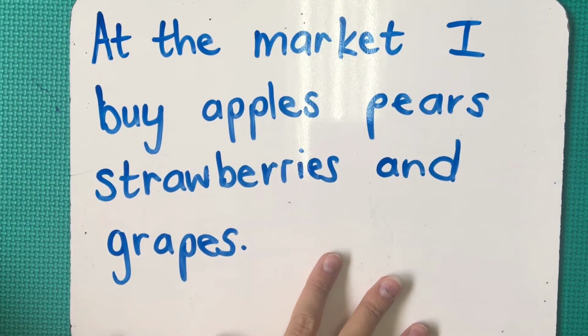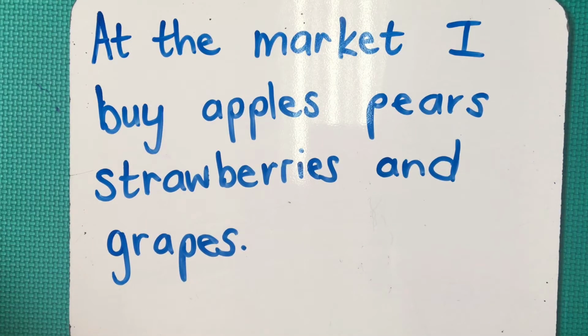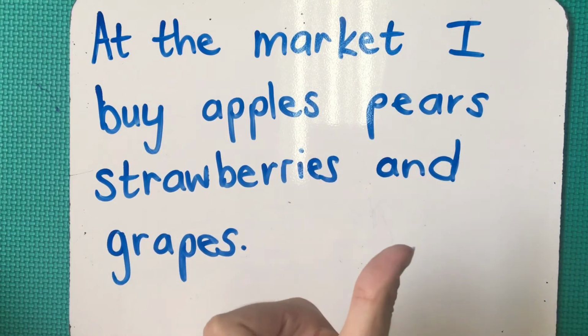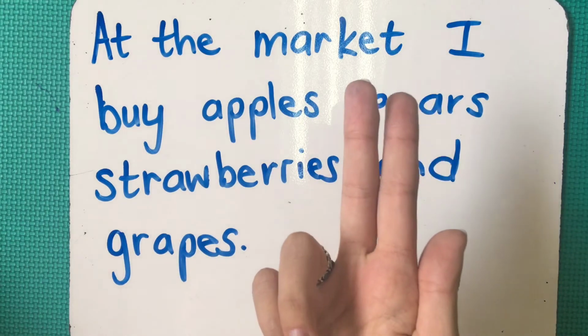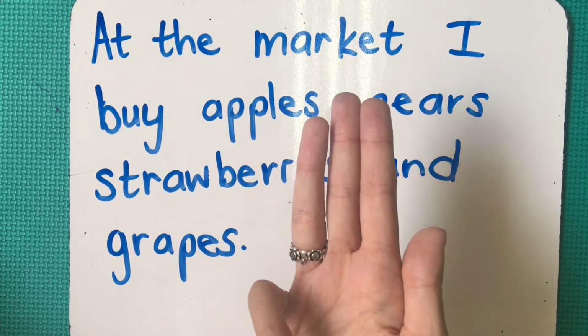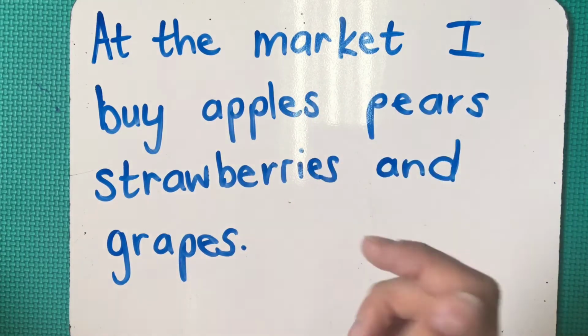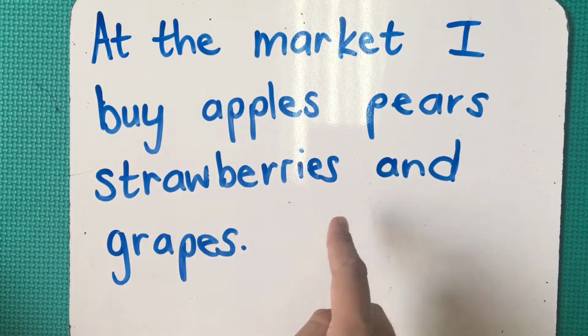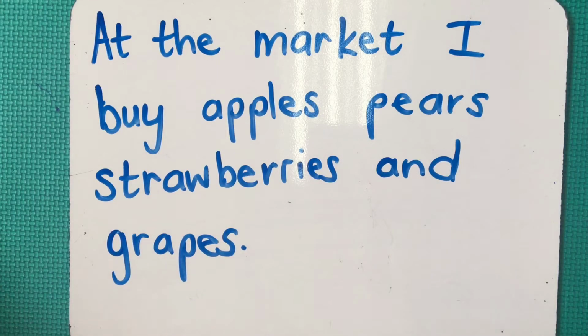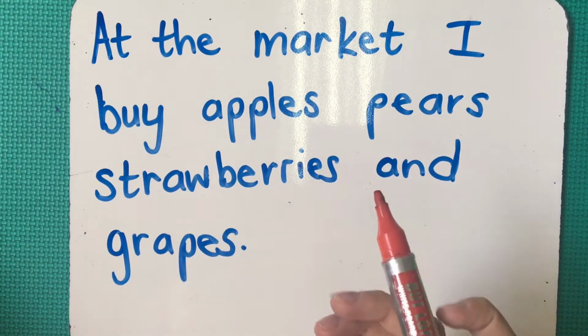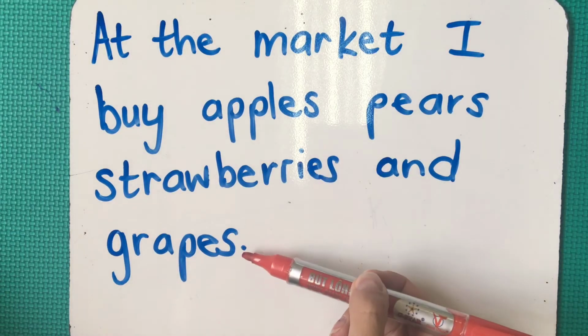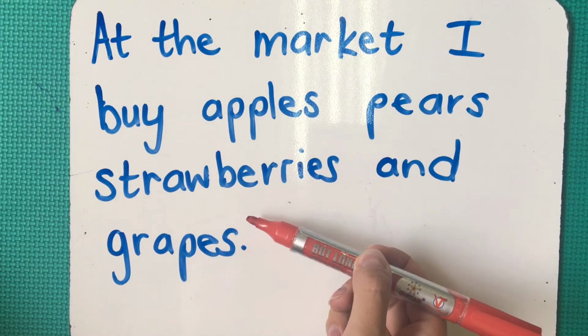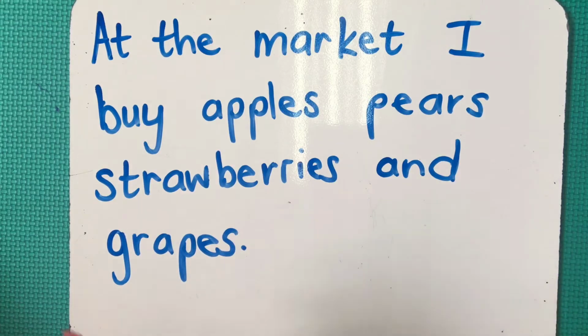Can you see where I have listed a few things? My list is in the things that I buy. First, I bought apples, pears, strawberries, and grapes. So I've bought four things. That is what is in my list. Now I am going to add my comma. Remember, the comma goes at the foot of a word, not at the top of a word.